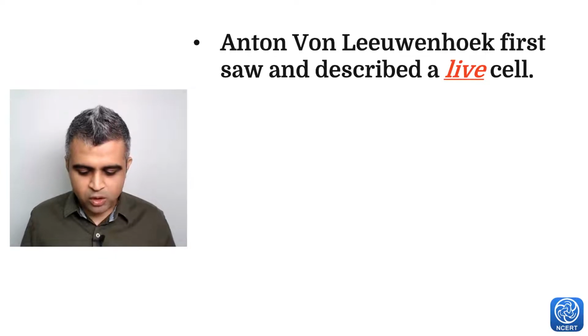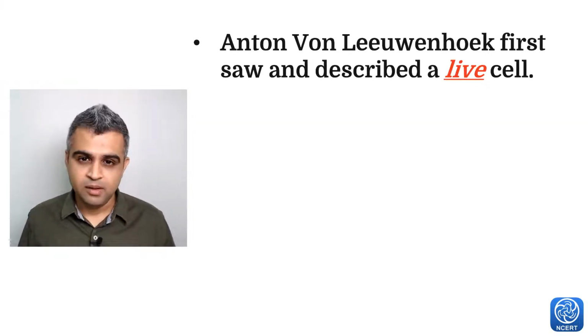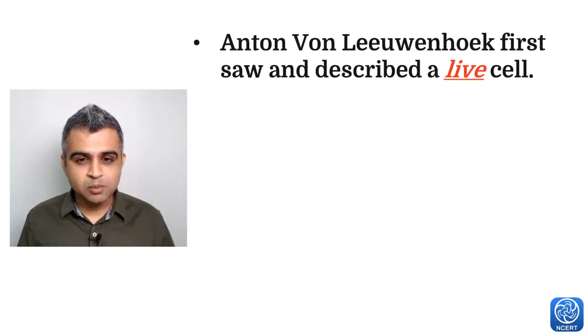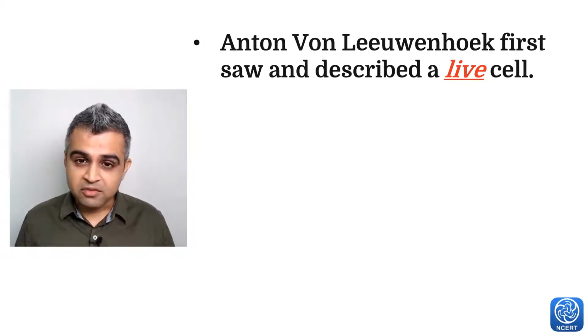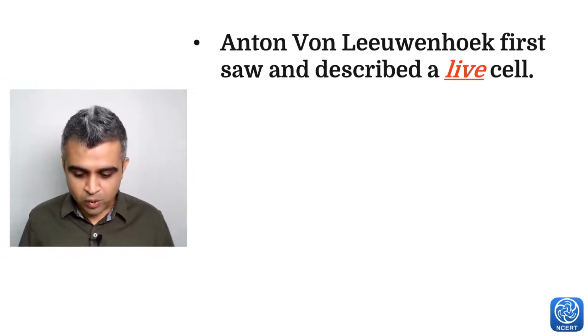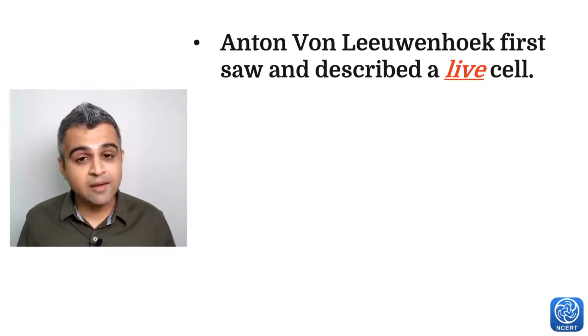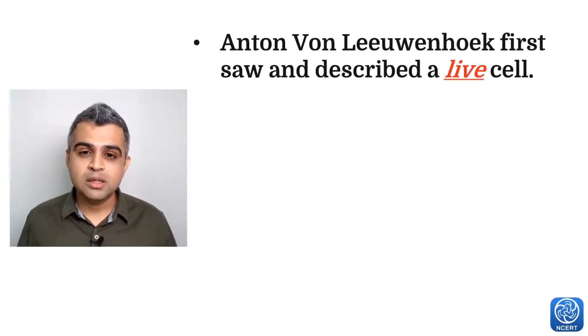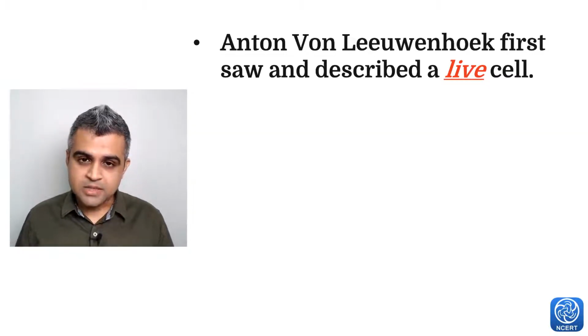So the NCERT textbook says, Anton van Leeuwenhoek first saw and described a live cell. Now the reason why this is important, and whatever we've done so far about the history of microscopy, is just so that you understand this bit here. So Anton van Leeuwenhoek first saw and described a live cell, but he did not coin the term cell. The term cell was coined by Robert Hooke, the earlier scientist that we saw. So keep that in mind.